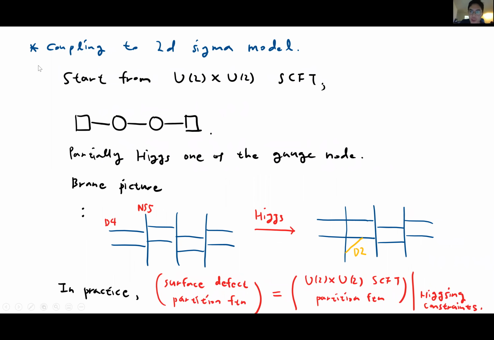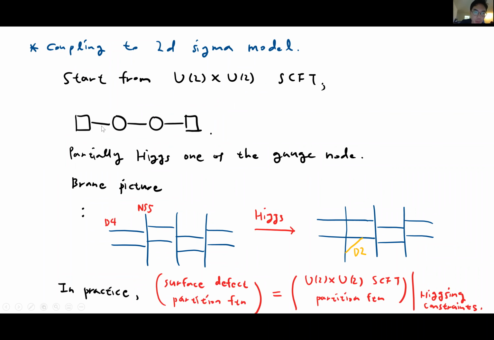The second way of constructing the surface defect is coupling to a 2D sigma model. To do this, we first start from a larger gauge group, which is U2 cross U2. So that's the theory that I drew here. We have the U2 cross U2 gauge group, and we have the matter multiplets here and here, and the bifundamental that connects these two gauge nodes. This is the N equals 2 T_rho, if you're familiar with it.